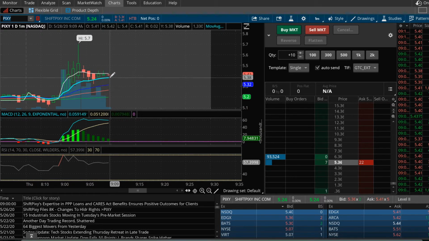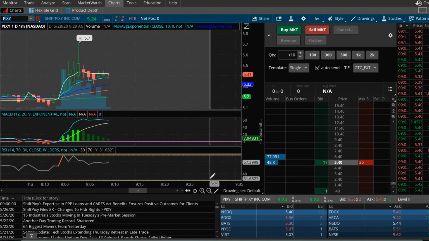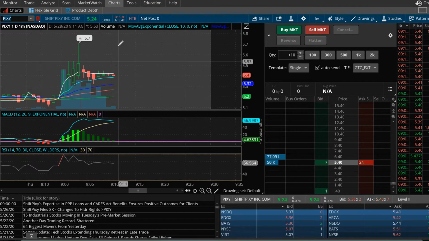And then we can see I use these as kind of support and resistance levels. So if we fall back to the 200 EMA, that's probably a strong support area. Okay, that's just generally how I'm going to use these indicators on that 1 day, 1 minute chart.